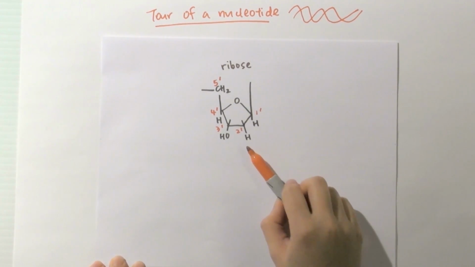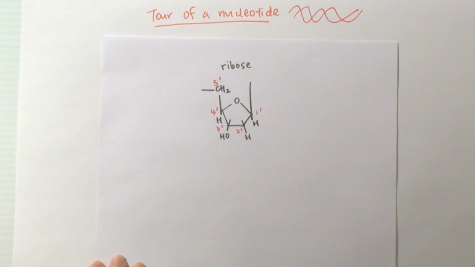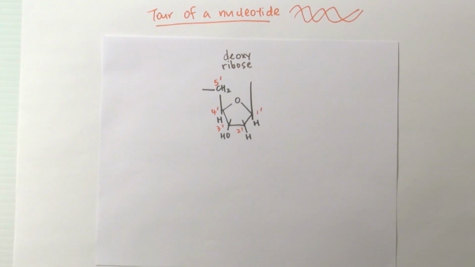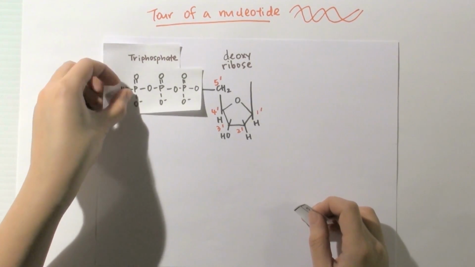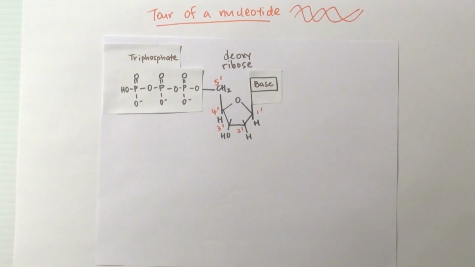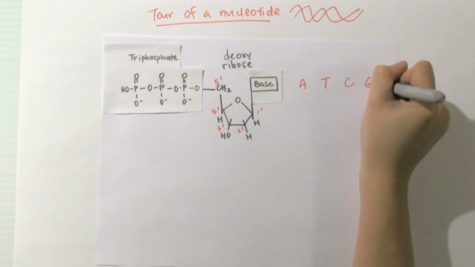Now what group do you see on the 2' carbon? Right, there is no hydroxyl group, so this ribose is actually a deoxyribose. And your deoxyribose is a building block of DNA. What else do we need to make this a nucleotide? You need a 5' phosphate group and a base attached to your 1' carbon. And your bases can be A, T, C, or G.